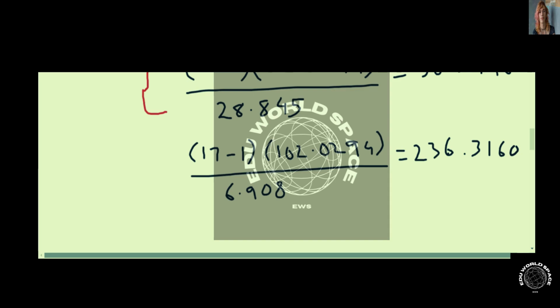Let me just write it down in green. So our confidence interval for the population variance is 56.5946, and the upper boundary is 236.3160. Now, this is the confidence interval for the variance.